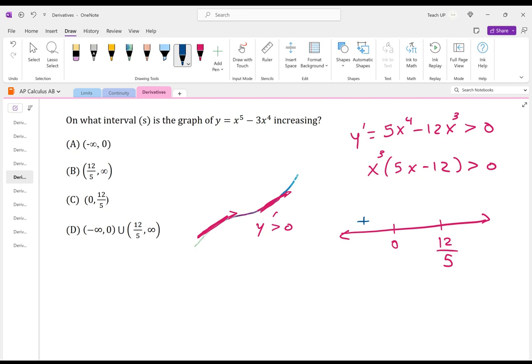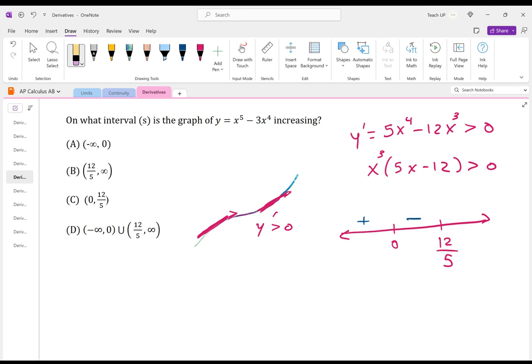What about between 0 and 12 over 5? Well, 12 over 5 is close enough to 12 fourths, which is 3. So let's just pick 1. When x equals 1, 1 is between 0 and 12 fifths. 1 to the third power is positive, and then 5 times 1 is 5, minus 12 is negative. So you have a positive multiplied by a negative, which is going to give us a negative. As you can see, I'm not interested in the actual value. I just want to know if it's going to be positive or negative.